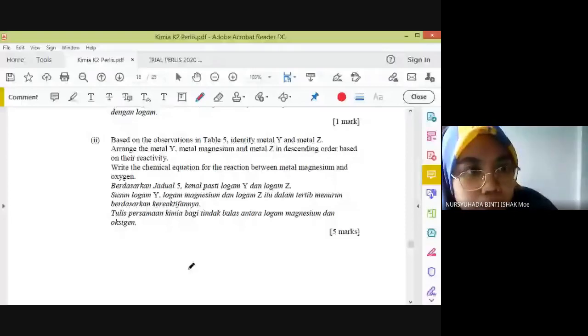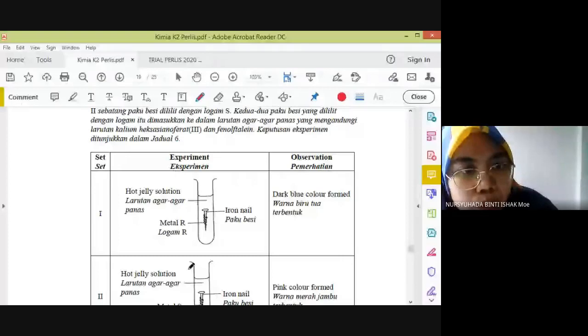Two sets of an experiment are carried out to study the effect of other metals on rusting of iron. For set 1, an iron nail is coiled with metal R, whereas in set 2, the iron nail is coiled with metal S. Both of the coiled iron nails are dipped into hot jelly solution containing potassium hexacyanoferrate(III).